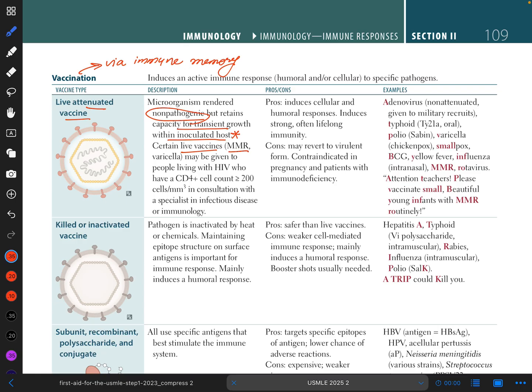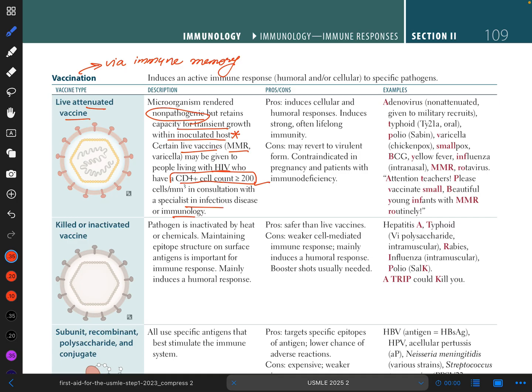Certain live vaccines are MMR, measles, rubella, varicella, and may be given to people living with HIV who have a CD4 cell count greater than 200, in consultation with a specialist in infectious disease or immunology. Basically, we are not giving the live attenuated vaccine to immunocompromised patients like in HIV or AIDS because they have some risk of infection. But if an HIV patient has a CD4 cell count greater than 200, then we can give a live attenuated vaccine under the supervision of a specialist of the infectious disease department.